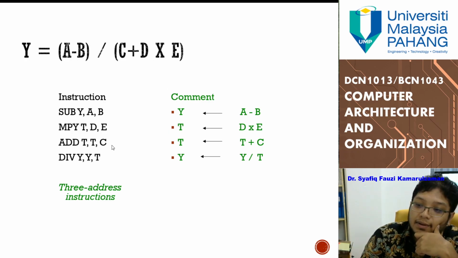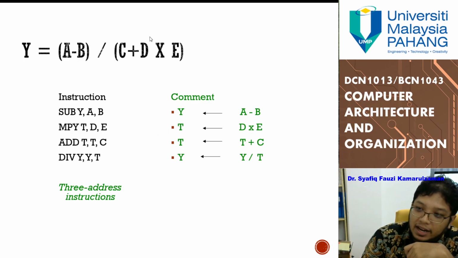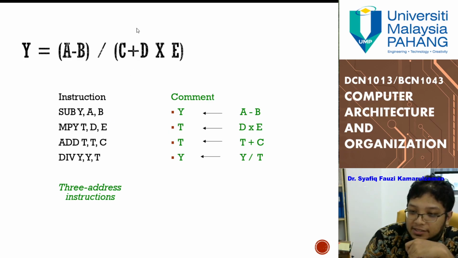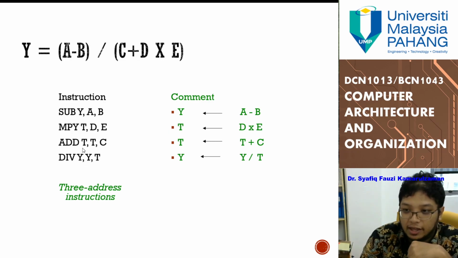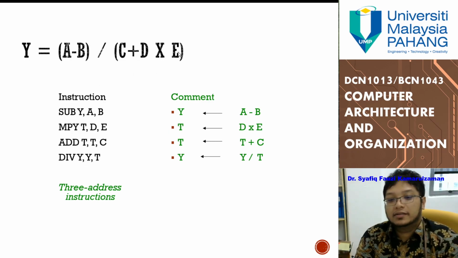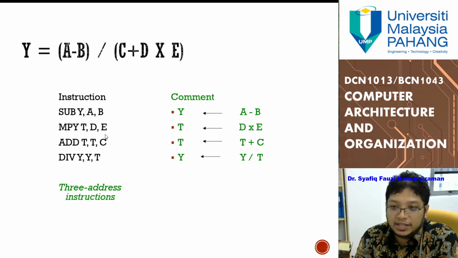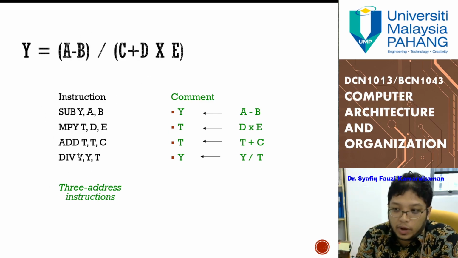And then next, add the result in T with the C. Means that after D times E, you add with the C. And this data is being stored in register T. And at the end, you divide the content of register Y with the data from register T and store the result in register Y. So you get the whole result of this equation inside your register Y.